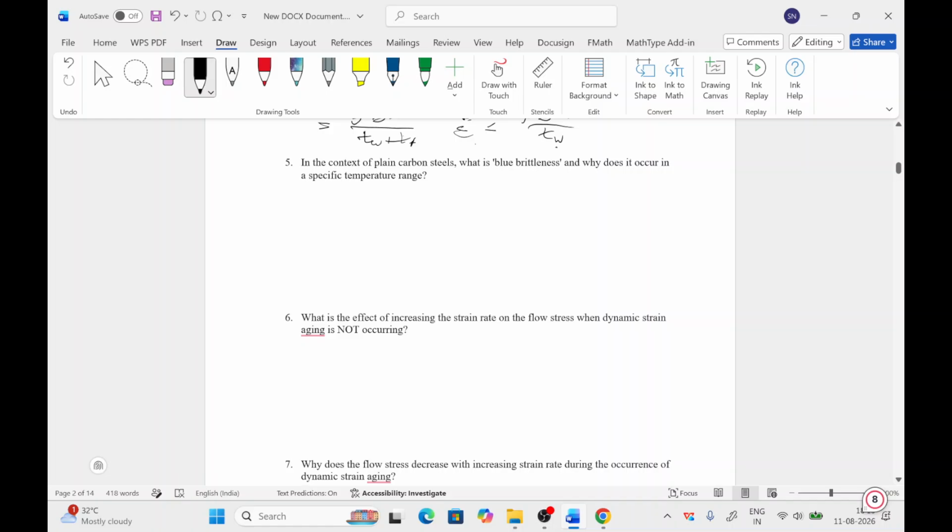Next question is, in the context of plain carbon steels, what is blue brittleness and why does it occur in a specific temperature range? Blue brittleness is the loss of ductility completely; there is no ductility at that point.